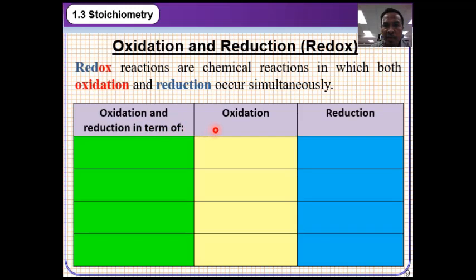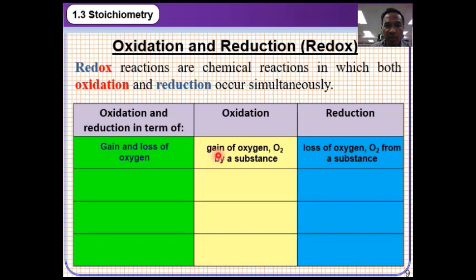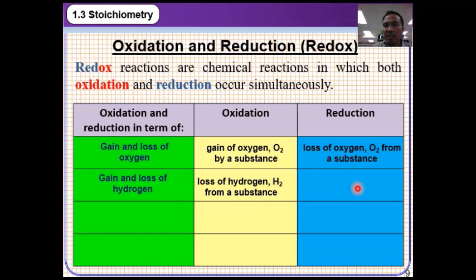So we have the explanation about oxidation and reduction, first in terms of gain and loss of oxygen. Oxidation is gain of oxygen by a substance, while reduction is loss of oxygen from a substance. In terms of gain and loss of hydrogen, oxidation is loss of hydrogen from a substance, while reduction is gain of hydrogen by a substance.